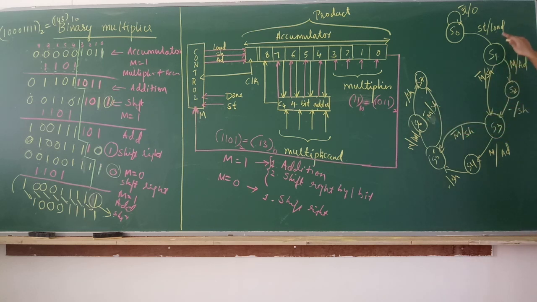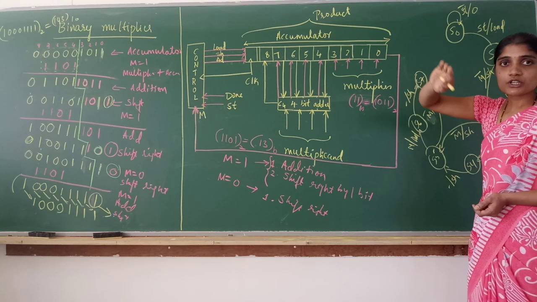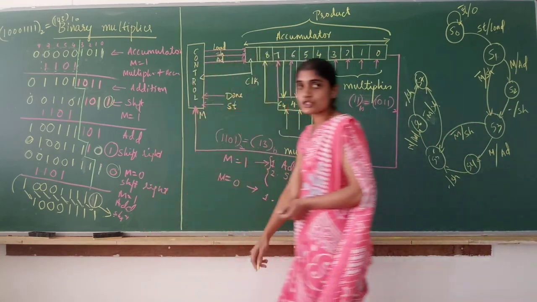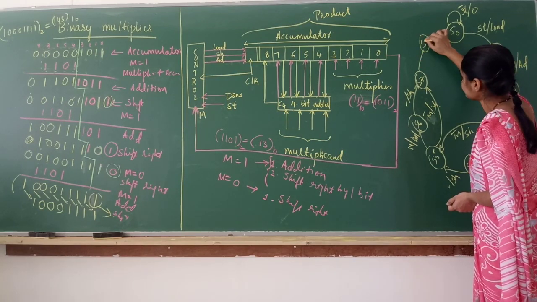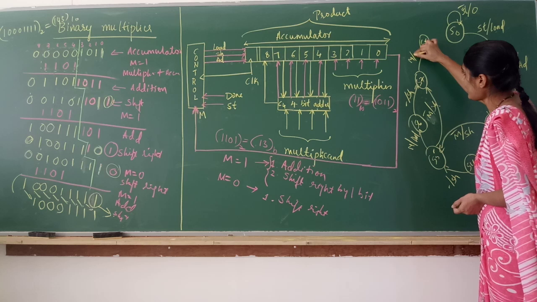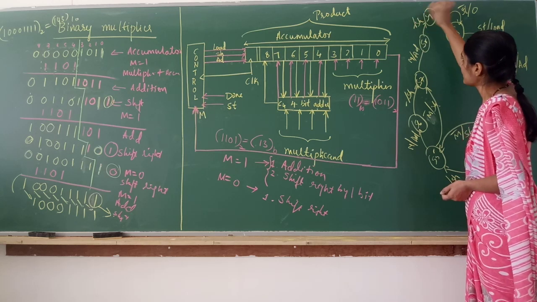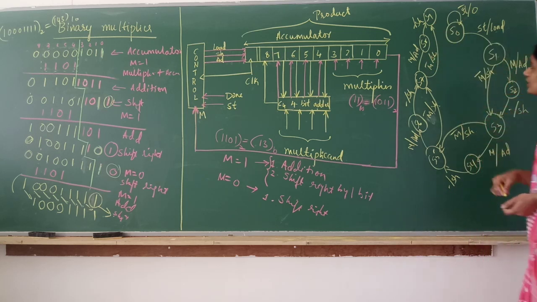So how many shifts? 1, 2, 3. One more shift. For 4-bit multiplication, 4 shift signals should be out, correct? So shift 1, 2, 3, 4. Again here, it will check. If M is 1, add and S9 shift. If M is 0, directly it is S9. It is only shift. So once the 4 shifts are completed, it means that multiplication is done and the product is in the accumulator.